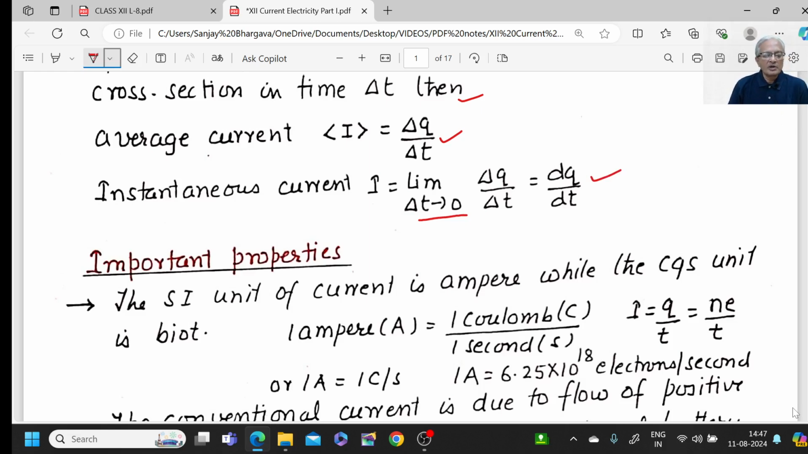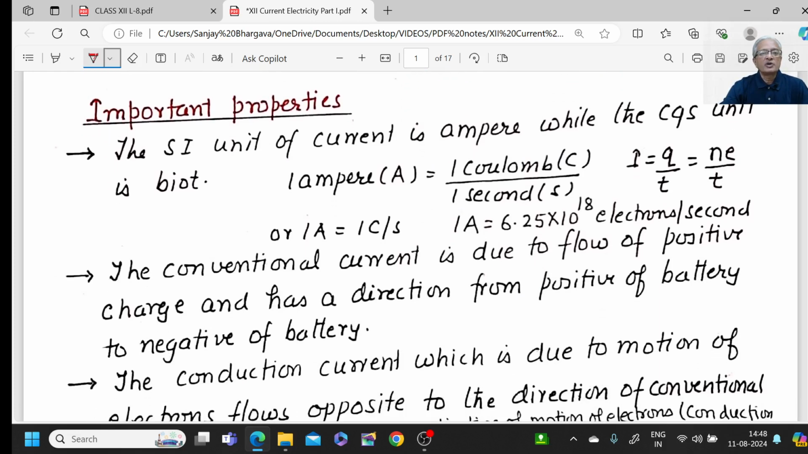We like to understand some important properties related to electric current. The SI unit of current is ampere, while the CGS unit is biot. So we have two units of current: in the SI system it's ampere, and in the CGS system it's biot. 1 ampere is 1 coulomb per second. I is equal to Q upon T, and charge can be written as an integral multiple of basic unit of charge, Ne upon T. 1 ampere in terms of the number of electrons is 6.25 into 10 raised to power 18 electrons flowing per second.